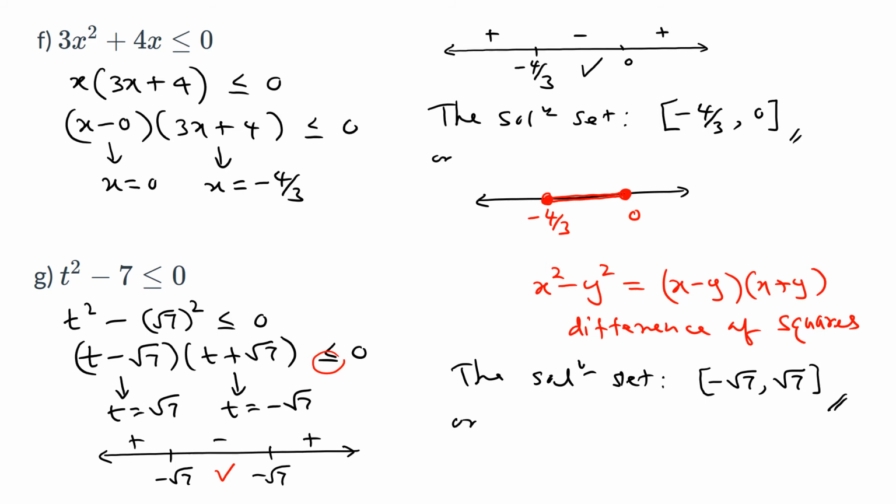And the number line, again we're going to put two numbers, solid, and then this is negative square root 7, this is positive square root 7, everything in between. Okay, so that's the solution. Okay, that's how we solve our basic quadratic inequalities. So let's go to the next problem.